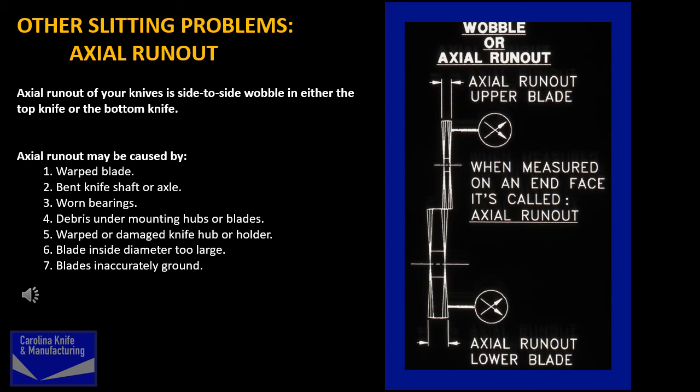There are a few other points to consider in your setup when you're discussing and considering how to optimize slitting time. Axial runout of your knives is a side-to-side wobble in either the top knife or the bottom knife. Axial runout can be caused by a number of factors: warped blade, bent shaft, worn bearings, debris under your mounting hubs or holder. You can see a list of things that commonly cause this to happen on page 17.